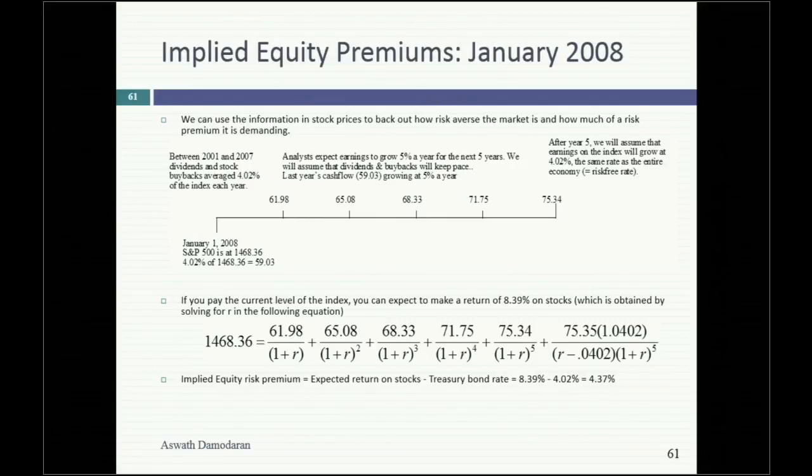And I solve for that R, I come up with 8.39%. You think, what does that even mean? Start of 2008, if you bought U.S. stocks, I don't care what you hoped you would make, what you prayed you would make, what you thought you would make. Given what you paid for those stocks, you can expect to make 8.39%. You subtract out the risk-free rate, the equity risk premium on that day is 4.37%.